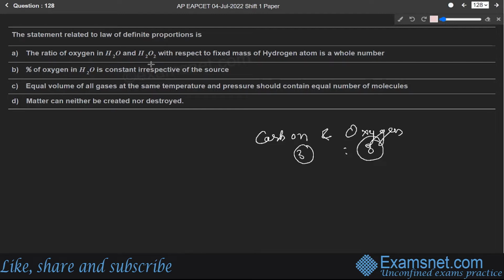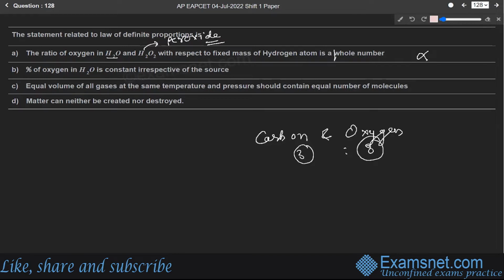So they're not subjective to their sources. They're always irrespective of the sources. They will get the same percentage, right? So when you talk about which would fit the question, the ratio of oxygen in H2O and H2O2 with respect to fixed mass of hydrogen is a whole number. This option is clearly wrong because that is the ratio for H2O, and this is peroxide, right? H2O2 is peroxide.